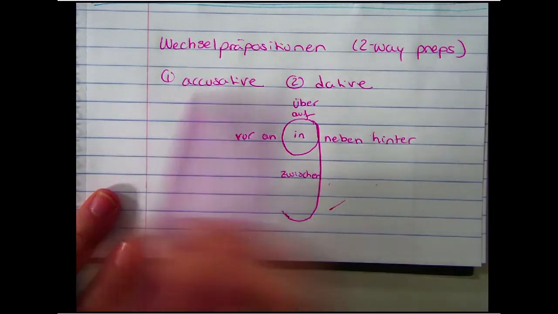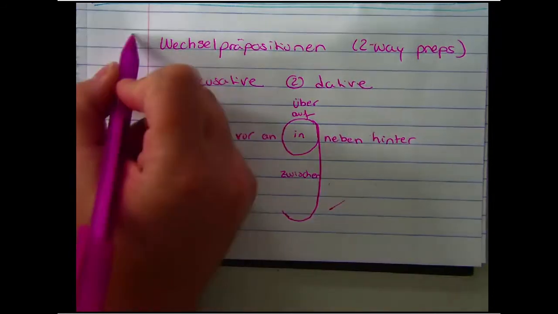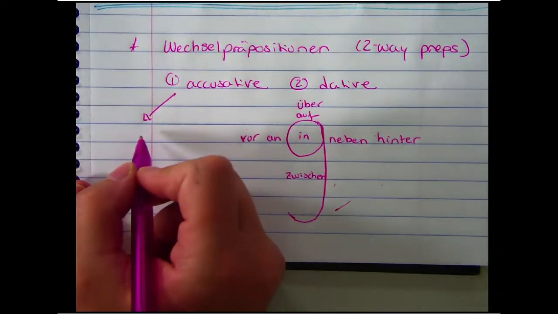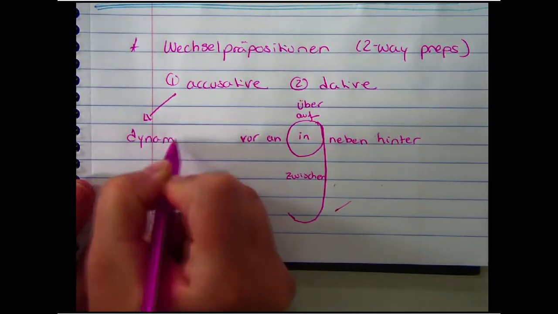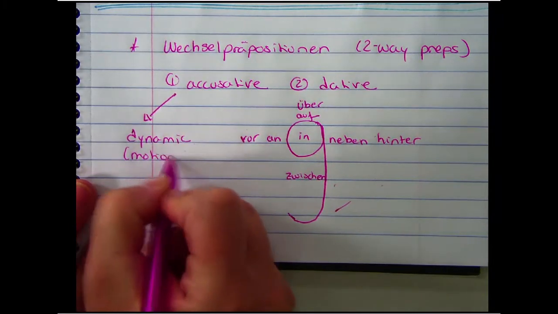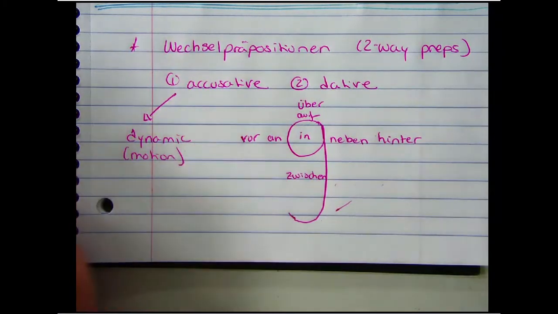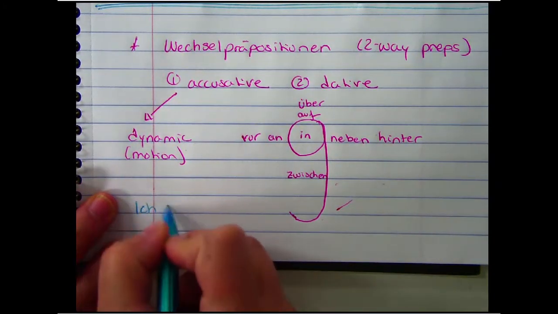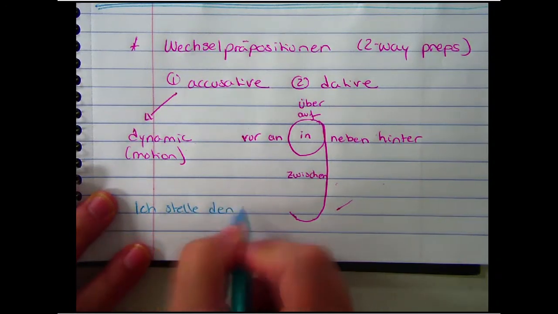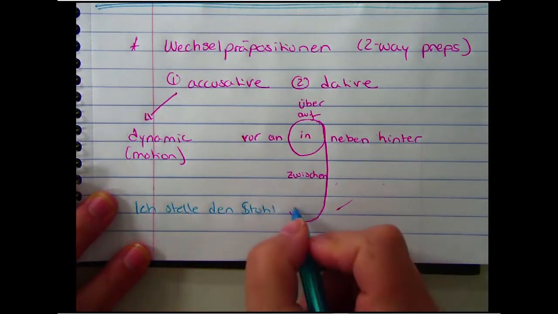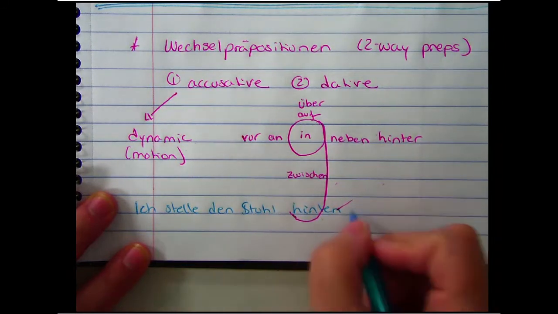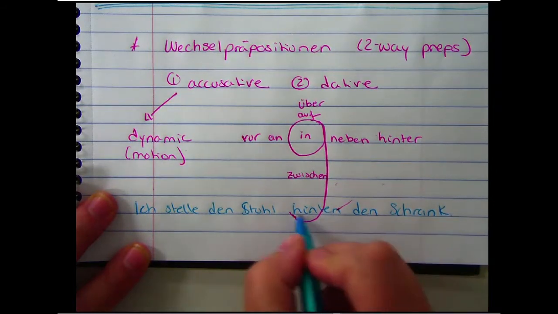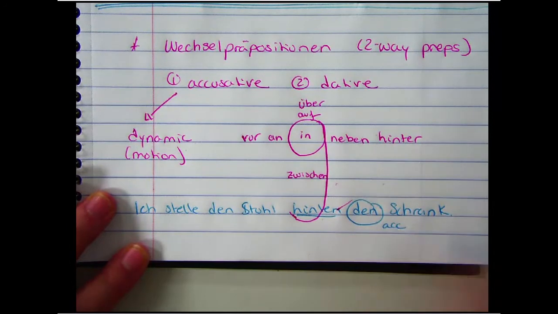Now again, they go with accusative and dative case, and you're going to be using the accusative case when, let's see if you remember, it's going to be dynamic. So when there's motion. So typically you're going to have sentences that involve somebody moving something. It's not going to be a thing moving itself. So you would say something like, ich stelle den Stuhl hinter den Schrank. Okay, so here's your hinter and there's your accusative case.